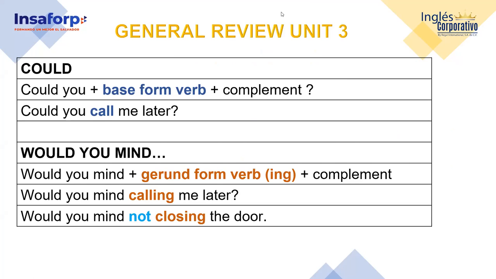Let's see. Just to start with the general review, I'm going to brush up on your notes, right? Just to refresh the knowledge that you already have about these topics. One of the first topics was the use of the two modal auxiliaries. There are two. The first one is could, and the other one is would you mind? You remember also that we need to follow different structures for them. They do not have exactly the same structure. And this is what we have.